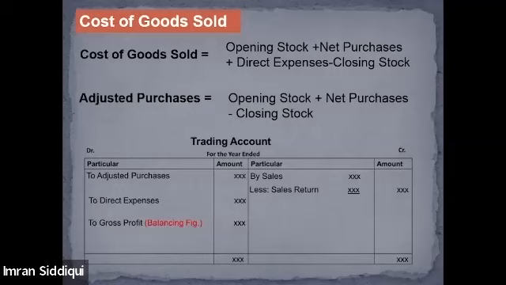So what is the meaning of cost of goods sold? Cost of goods sold basically means the value of goods which has been sold to the customer. What was the cost of the good that is being sold to the customer? That is called cost of goods sold. Let's suppose the total value of the sales is 50,000. The goods which is sold to the customer, its sales value is 50,000.